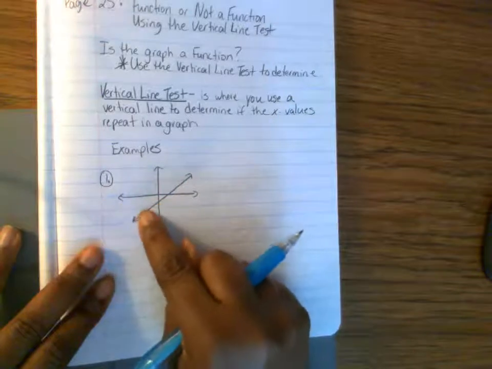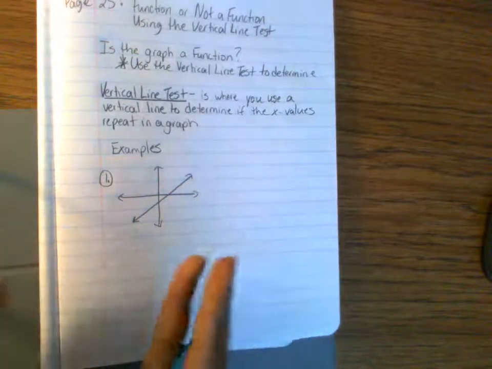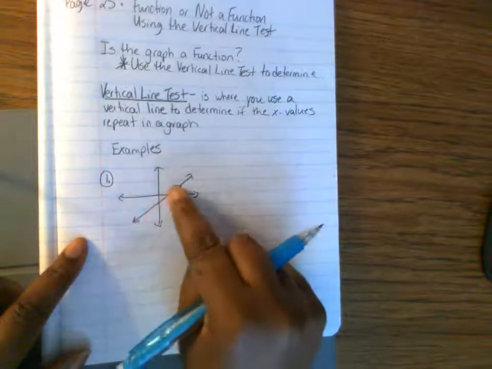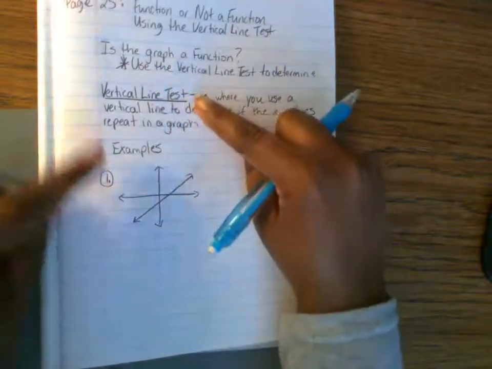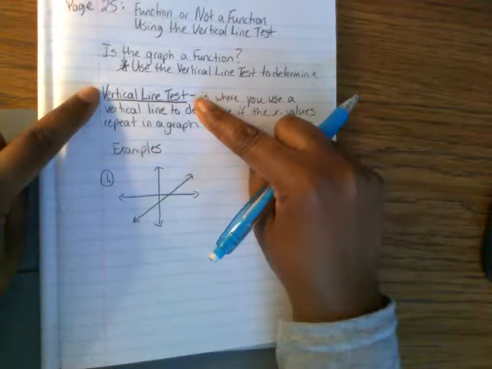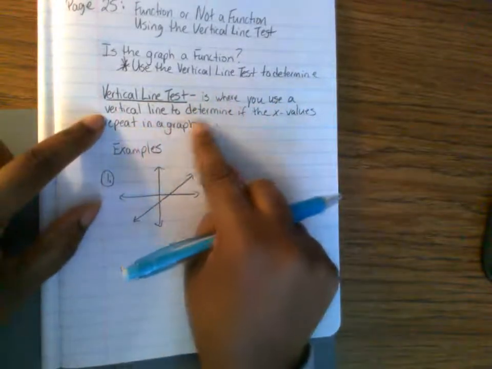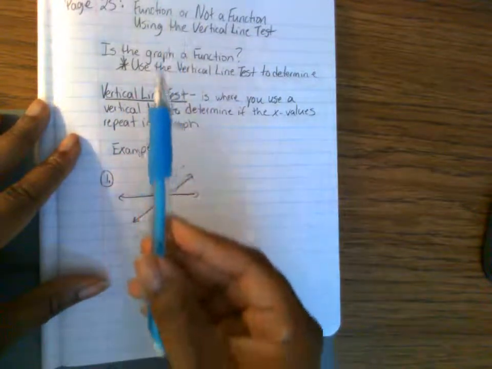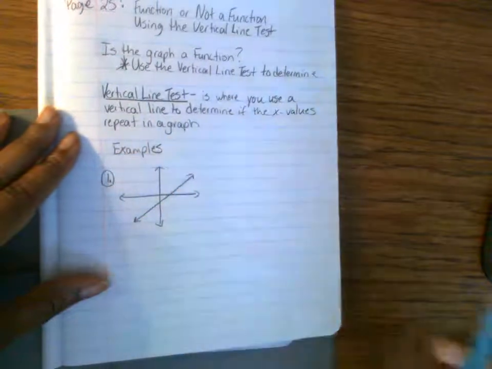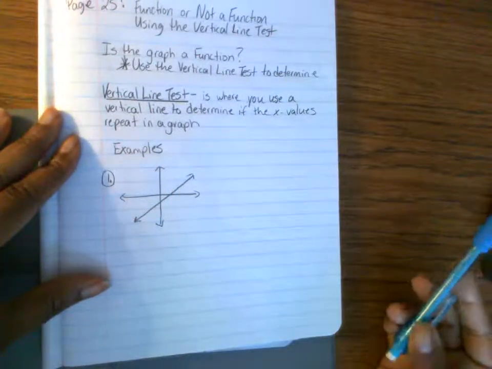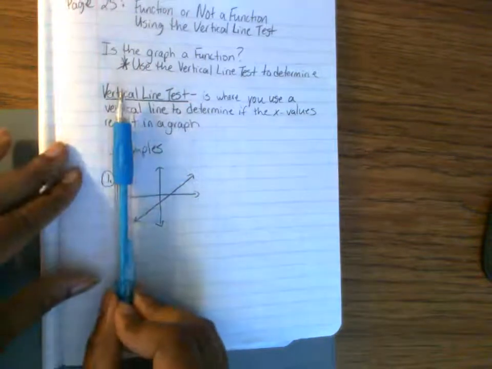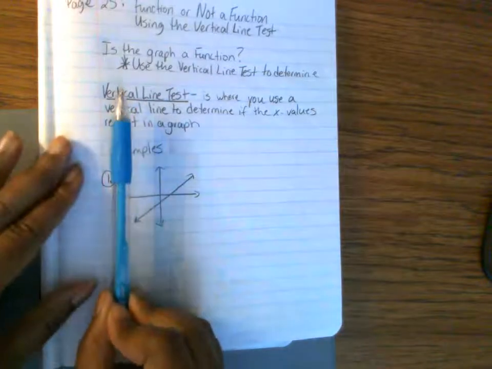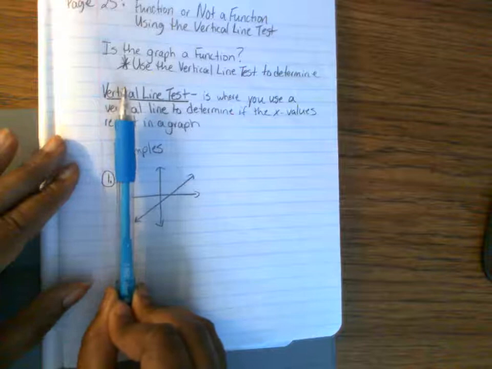If no x values repeat on this line, then this graph is a function. Without even identifying what the points are on this line, you use the vertical line test. Again, the vertical line test is where you use a vertical line, and we're going to use our pencil as our vertical line. A vertical line goes straight up and down to determine if the x values repeat in the graph. We start like we're reading a book and move our vertical line across the graph from left to right.